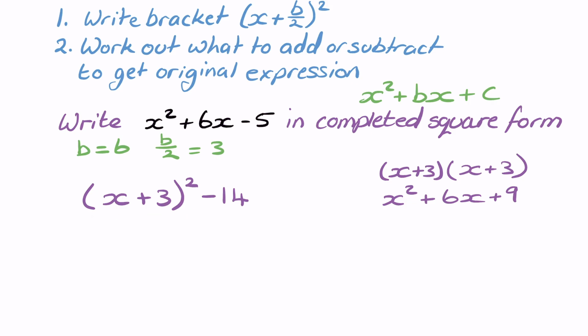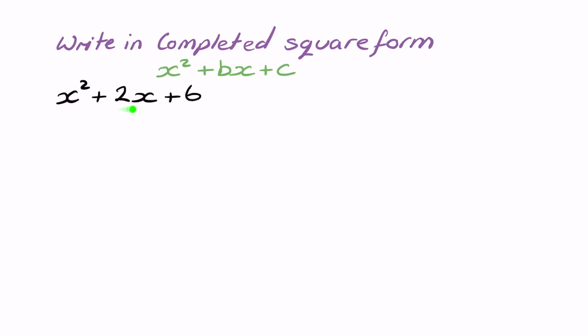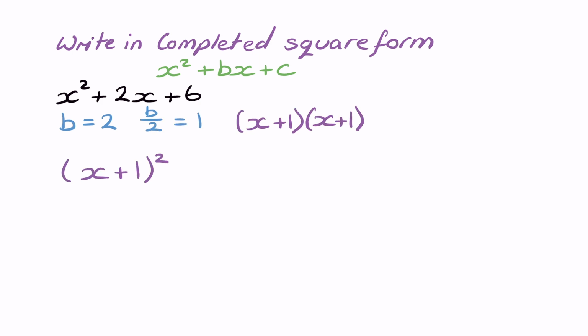We go on and try a few more. We have x² plus 2x plus 6. I've written the form there again. b equals 2. So b divided by 2 equals 1. Open up the bracket. x plus 1 squared will give us x² plus the 2x that we want, but 1 times 1 is 1. So at the moment we've got +1, but we want a +6. So what do we need to add on to this to make it +6? And that is 5.